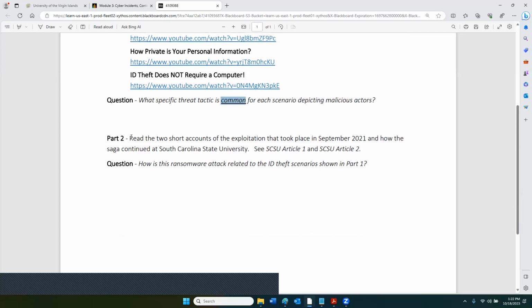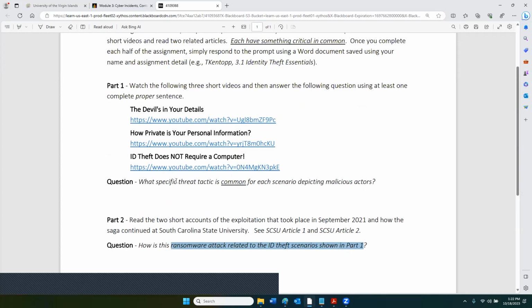Part 2, you want to read both articles about South Carolina State University. There's article number 1 and article number 2. And then we ask the question, how is this ransomware attack related to the ID theft scenarios shown in part 1? And there is a common link, and it's not so obvious, but it centers on the word identity.